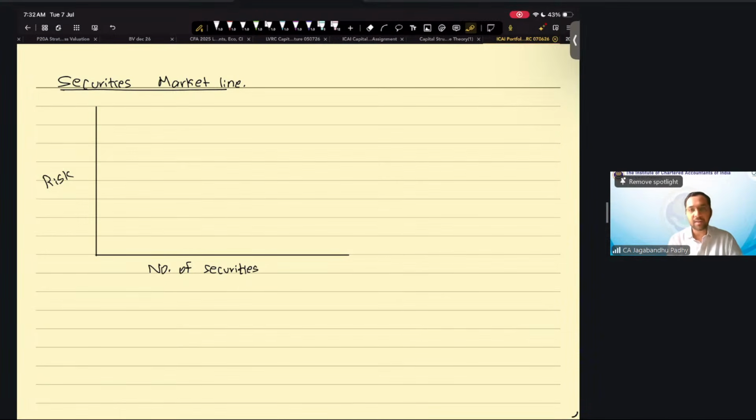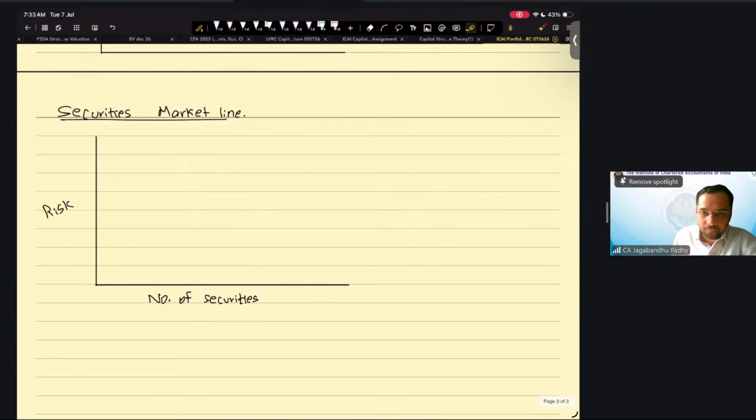Yes, risk will reduce with the increase in the number of securities. Okay, so do you mean to say that the risk will be reduced to zero? Will the risk reduce to zero as the number of securities keeps on increasing? No. The risk of the portfolio will keep on reducing, but only up to a point. Beyond that, you have to accept a certain amount of risk, right?